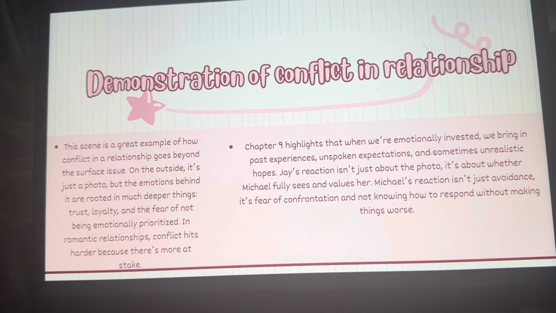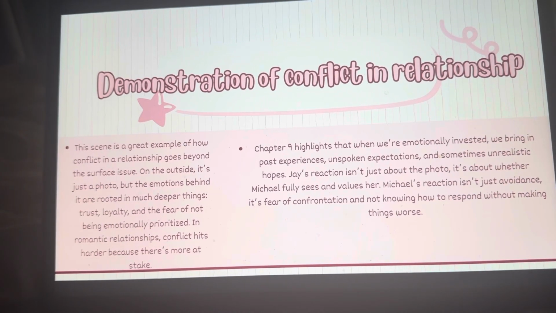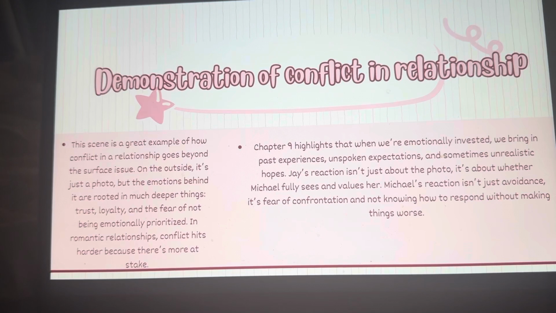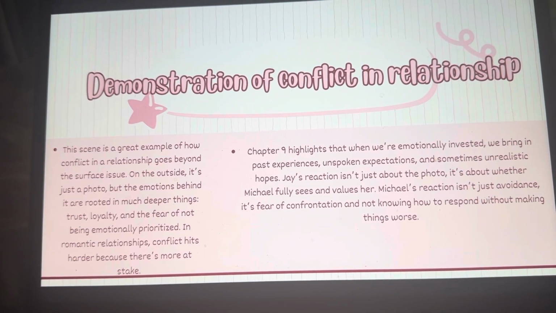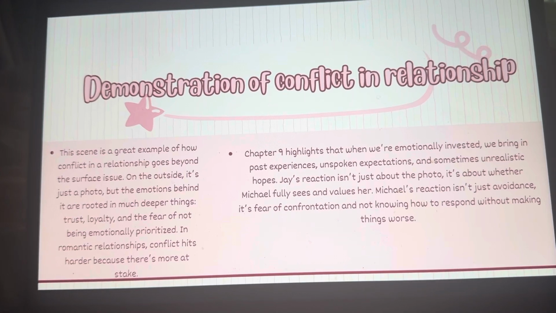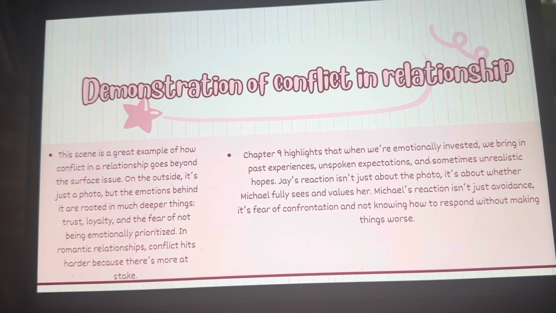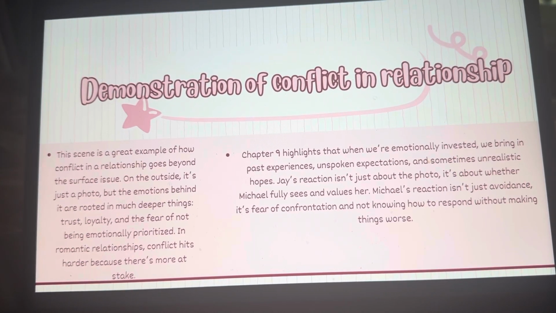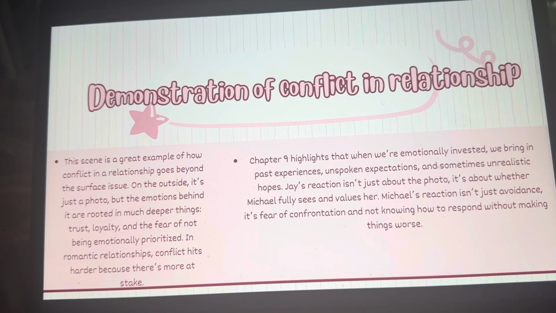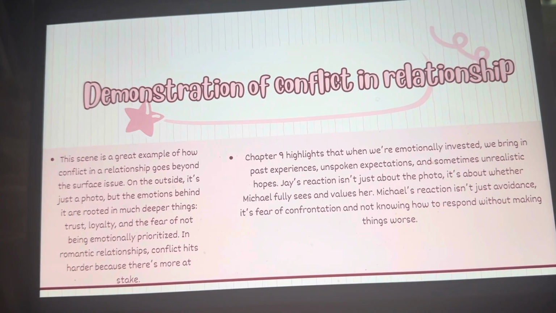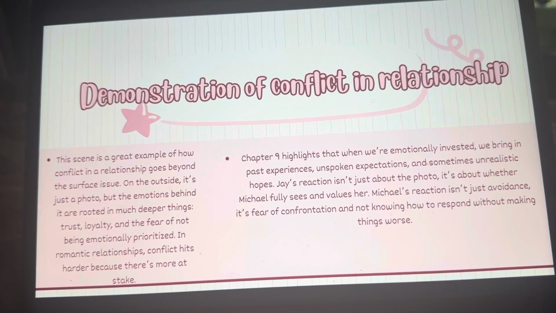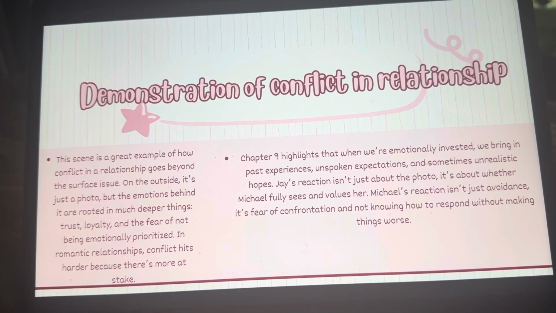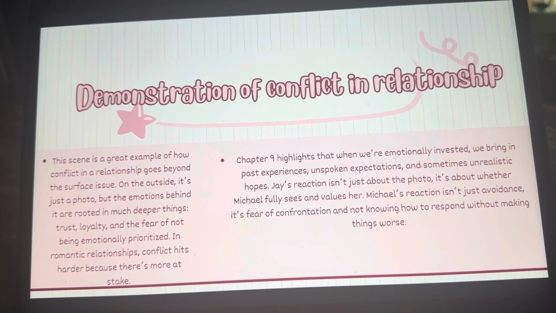I believe this scene is a great example of how conflict in a relationship goes beyond the surface issue, because on the outside it's just a photo, but the emotions beyond it are rooted in much deeper things, such as trust, loyalty, and the fear of not being emotionally prioritized. In romantic relationships, conflict hits harder because there's more at stake. Chapter 9 highlights that we're emotionally invested.